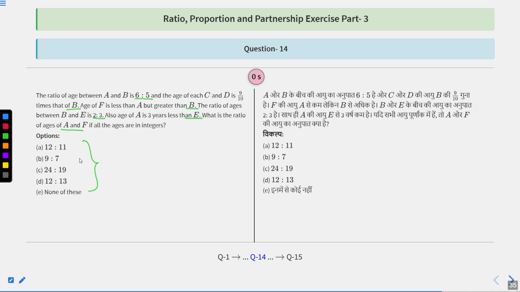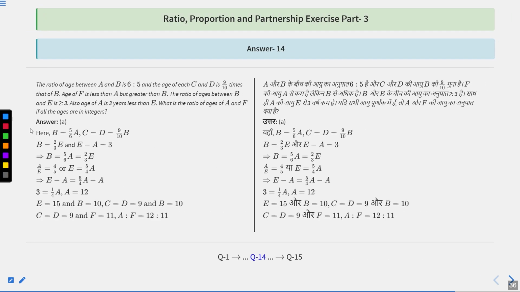Now time's up. Let's see the solution. According to the question, B equals 5/6 of A. Same way, C and D is 9/10 of B. B equals 2/3 of E, and E minus A equals 3. So we can say that B equals 5/6 of A equals 2/3 of E. Clear? So A upon E equals 4/5, or we can say that E equals 5/4 of A.